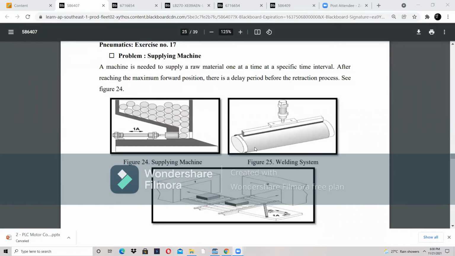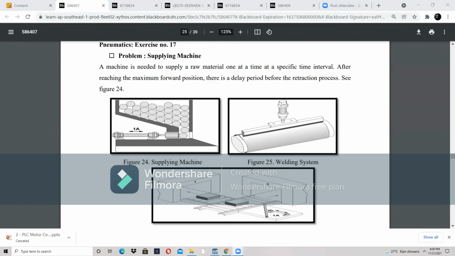So today I'm Coronia Roman James. Pneumatics, exercise number 17. Problem: supplying machine. A machine is needed to supply a raw material one at a time at a specific time interval. After reaching the maximum forward position, there is a delay period before the retraction process. So this is the figure.